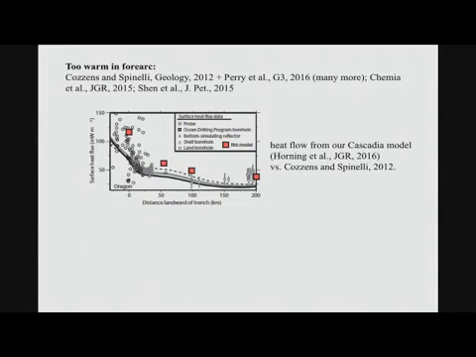So to move on to people who complain that our models are too warm, they've got an interesting argument. This is only for warm subduction zones, by the way. Glenn Spinelli has written about 20 papers with the same message. I think one of them is probably all you need to read. Cousins and Spinelli is a good one.